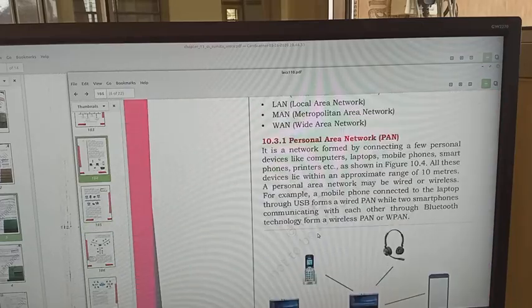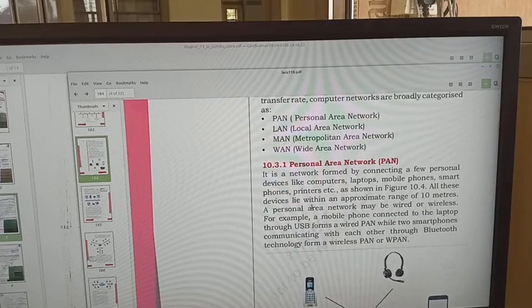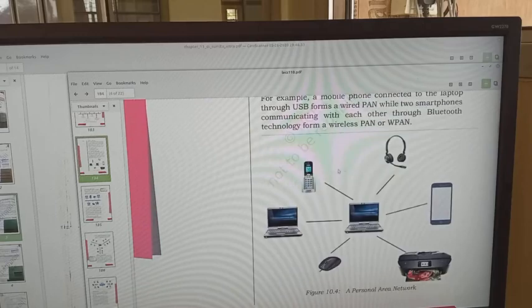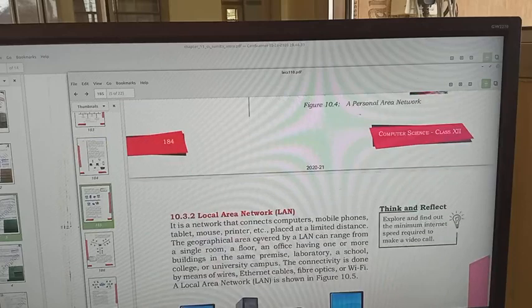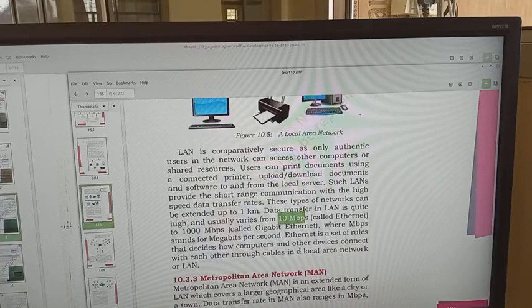So these are the four different types of networks, also based on the geographical area covered. First one is called a personal area network. We studied that the maximum range is 10 meters. It is connected by Bluetooth or wireless or wired technology or devices. The next one is called a LAN, local area network. Here 1 kilometer is the range, and 10 Mbps up to 1000 Mbps is the data transfer rate.